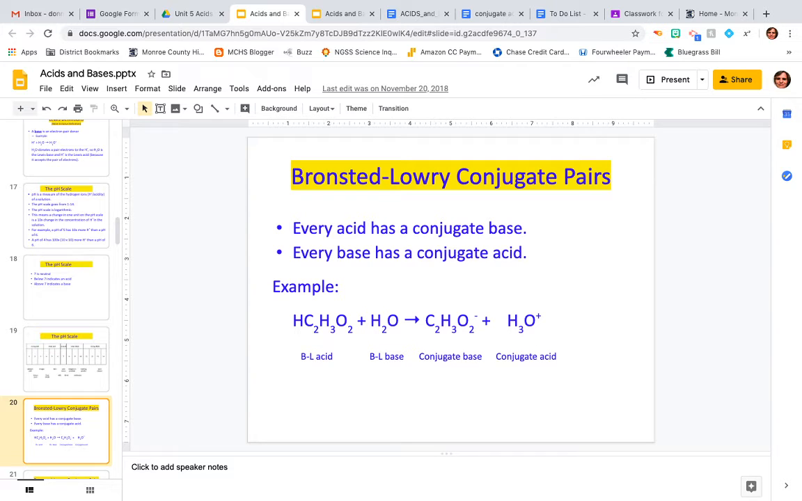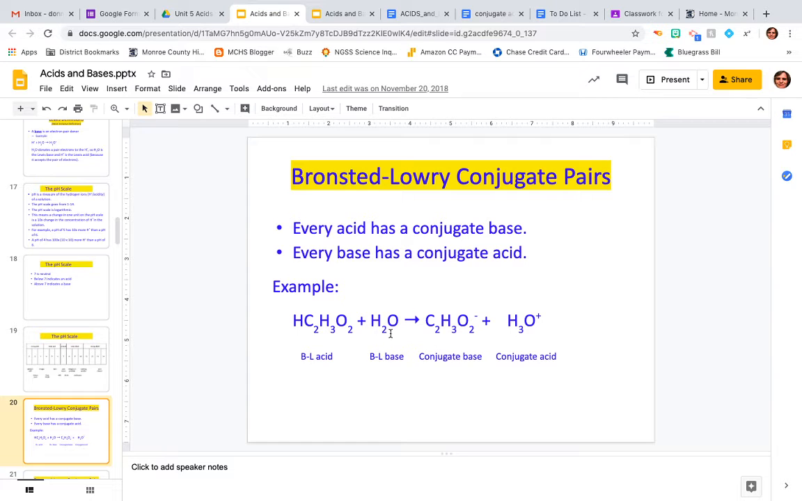Every acid has a conjugate base. Every base has a conjugate acid. So if the thing is the Bronsted-Lowry acid, then what it becomes after it donates that proton is going to be the conjugate base. Okay, so here we can see that this thing was HC2H3O2, and it became C2H3O2 negative. So it lost this proton, this hydrogen ion. So that means since this donated a proton, then it is an acid, and this would be its conjugate base.